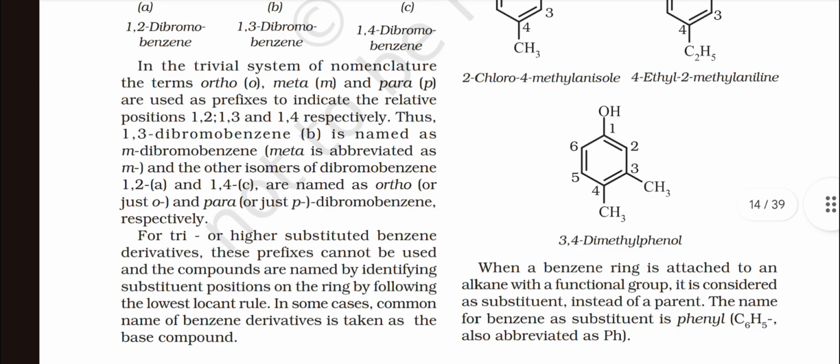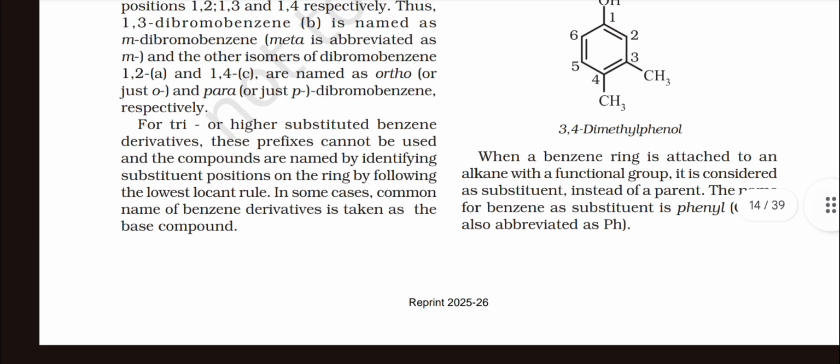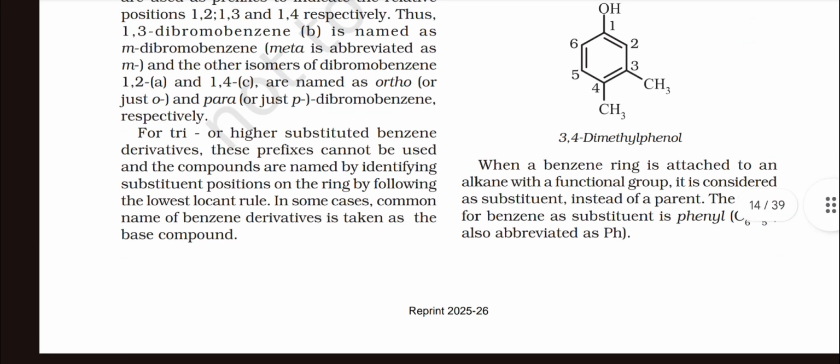Thus, 1,3-dibromobenzene is named as m-dibromobenzene. Meta is abbreviated as m, and the other isomers of dibromobenzene, 1,2 and 1,4, are named ortho and para dibromobenzene respectively. For tri- and higher substituted benzene derivatives, these prefixes cannot be used, and the compounds are named by identifying the substituent positions on the ring following the lowest locant rule.